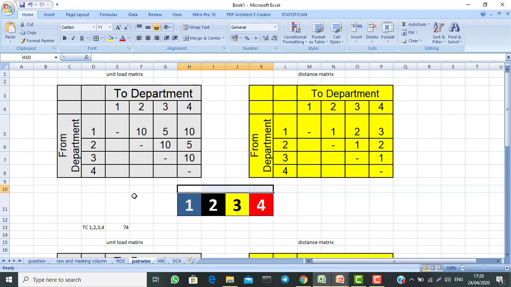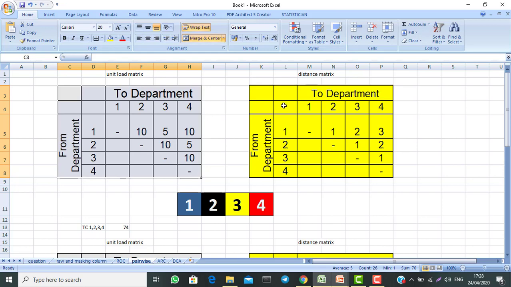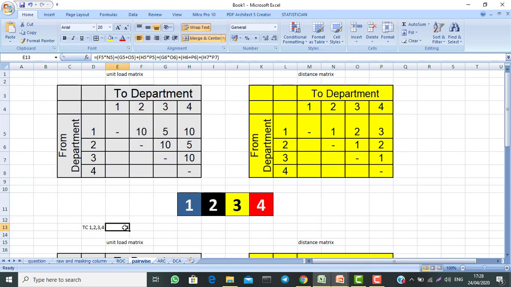Now, to find out the total calculations of the moment, the pairwise algorithm aims to find the moment. Moment indicates the multiplying of the unit load matrix. So let's multiply the numbers in the unit load matrix by the distance matrix using this formula. 10 times 1 plus 5 times 2 plus 10 times 3 plus 10 times 1 plus 5 times 2 plus 10 times 1. The score is 74.